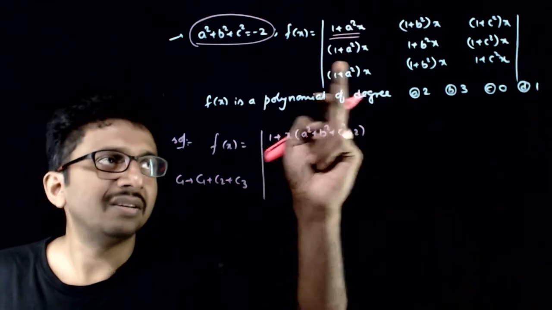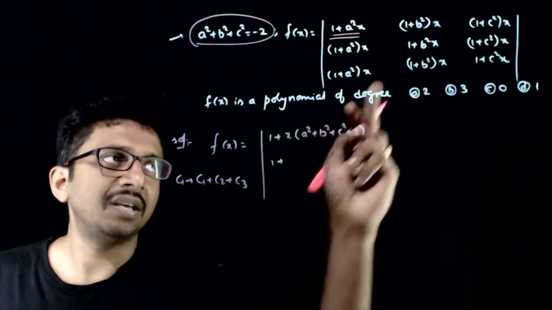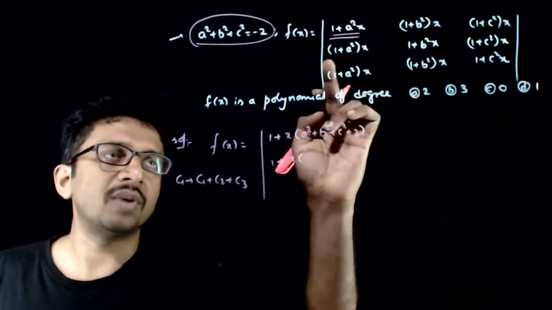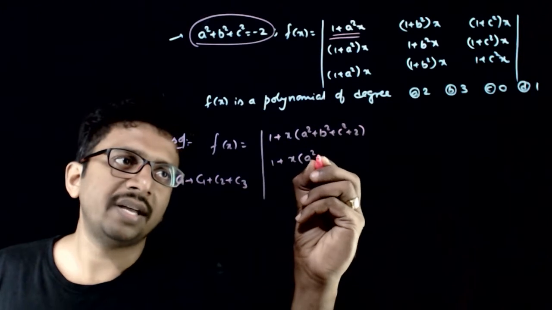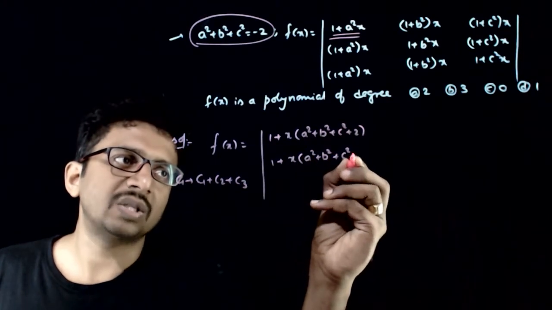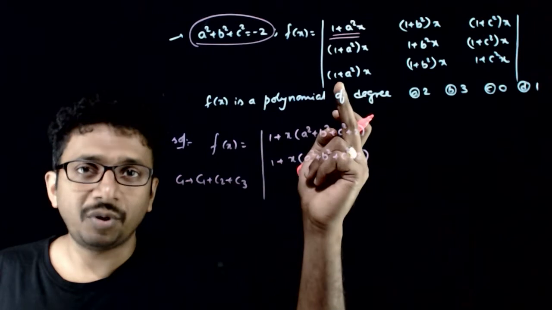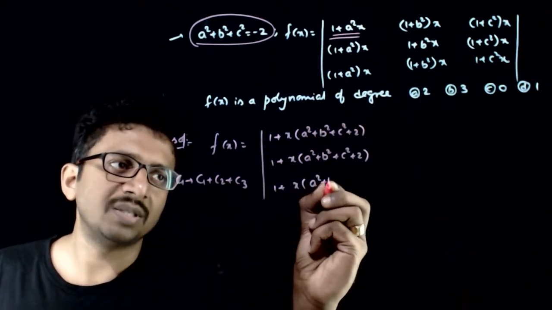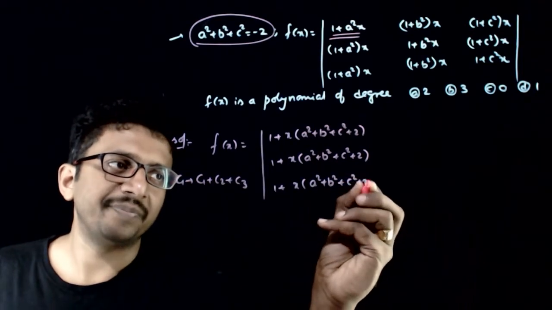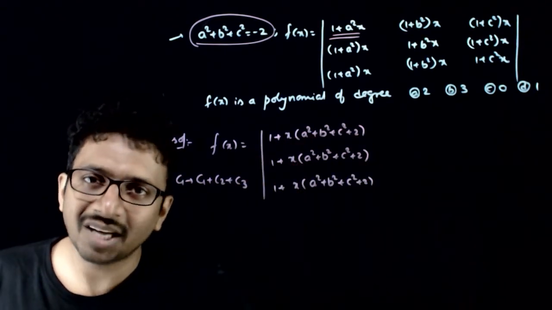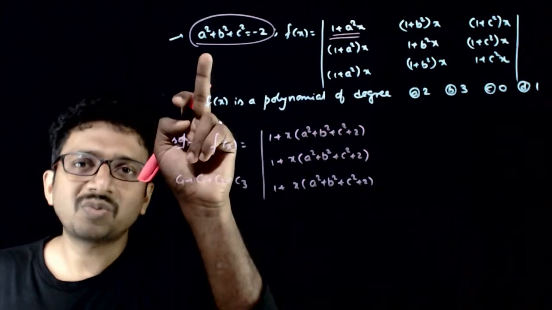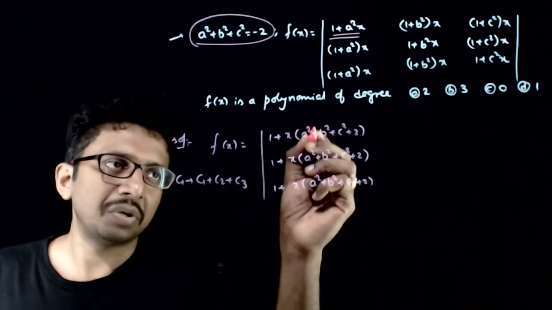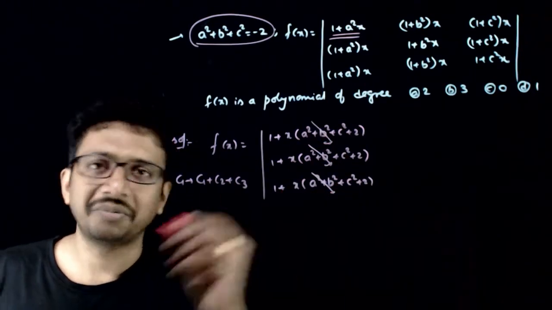And what happens here? You have a 1 extra here, 1 plus. In all the remaining terms you have an x times a square plus b square plus c square plus 1 is 2 again. So a square plus b square plus c square plus 2 again. Similarly, if you do this plus this, again you get 1 plus x times a square plus b square plus c square plus 2. Is this term a nice term with respect to this problem? Yes, because that's what is given in the question. A square plus b square plus c square plus 2 is equal to 0.